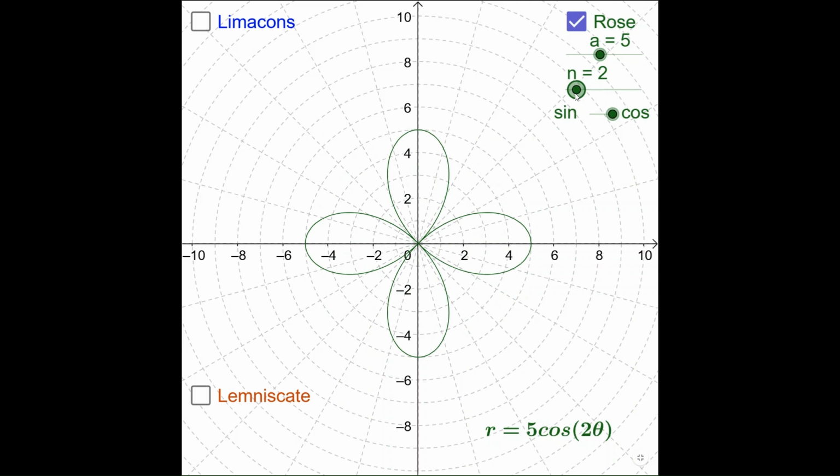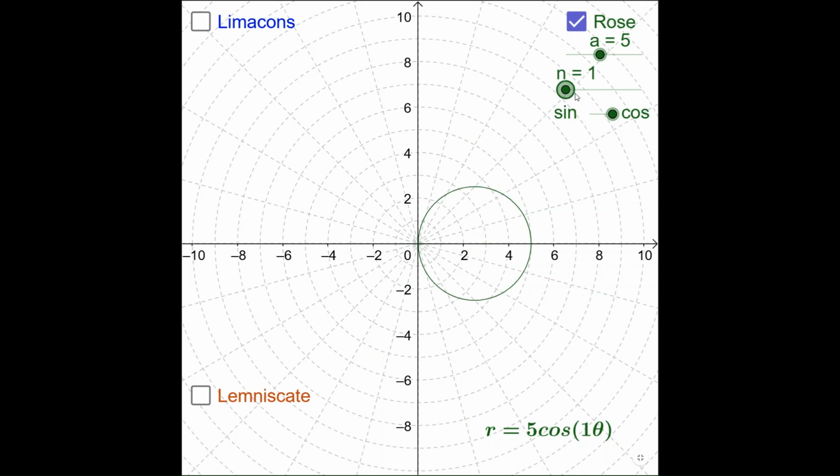What if n is odd? So r equals 5 cosine of theta, that's actually just one petal. It's technically a circle on the positive x-axis. If n is 3, we now have 3 petals. One petal is on the positive y-axis. The other petals are just evenly spaced around.